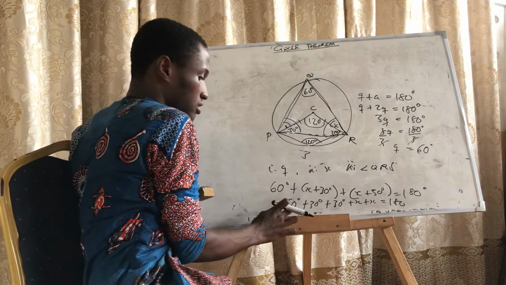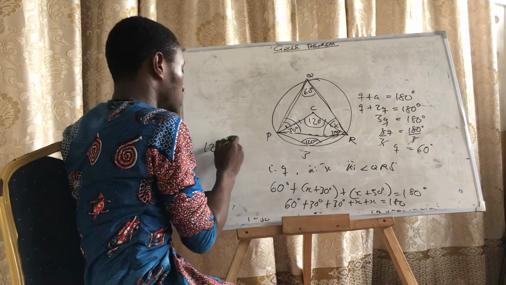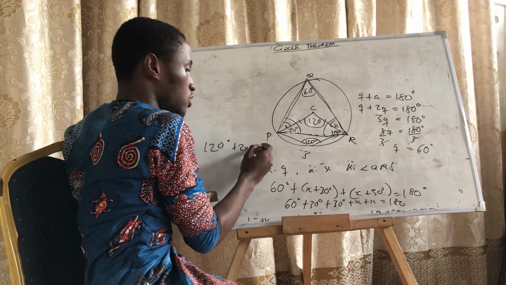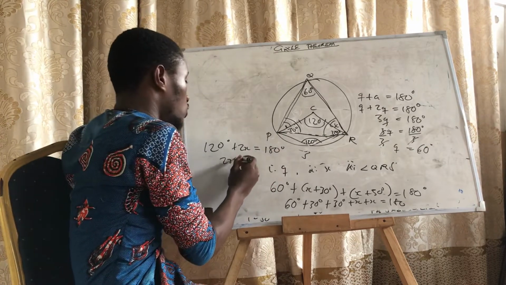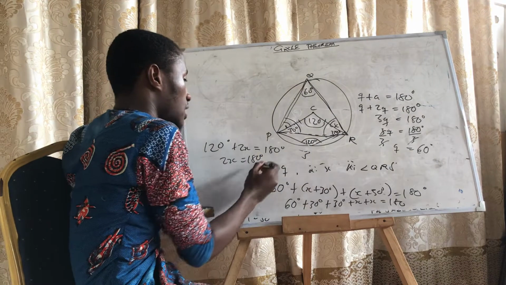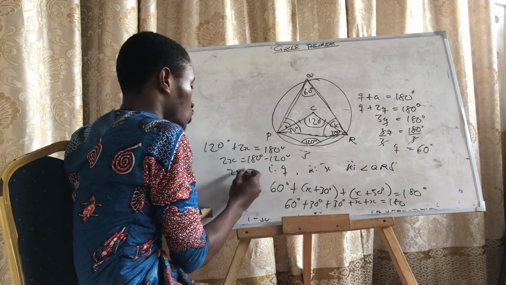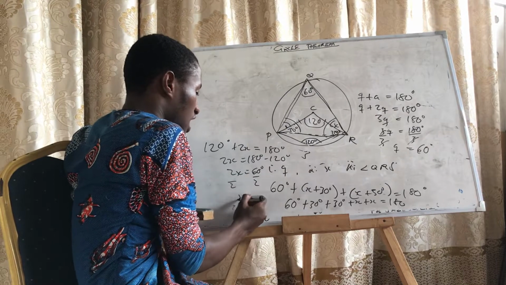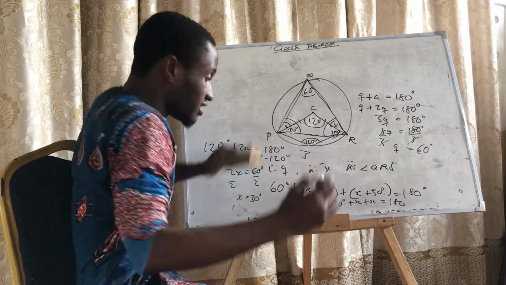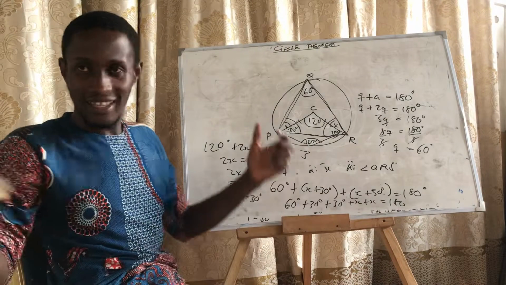This gives me 120 degrees plus 2x equal to 180 degrees. So 2x will be equal to 180 degrees minus 120 degrees. 2x will also be equal to what? 60 degrees. Then I'll divide 2 by 2. I have x is also equal to what? 30 degrees. So we have found our x.